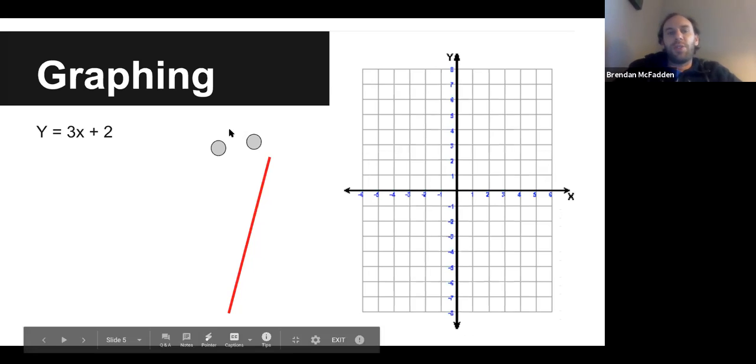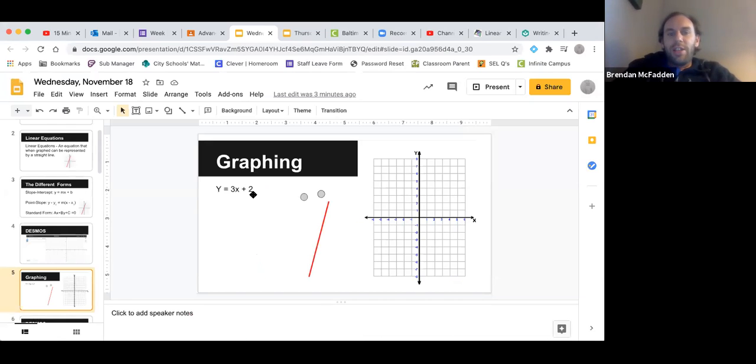So if we look at the first one, again, I'm going to have to make it smaller. It is y equals 3x plus 2. So go ahead and tell me in the chat, what is the y-intercept of this line? Again, what is our b value or the y-intercept? Yep, 2. So I will put my first dot right at 2, just like we've been doing.